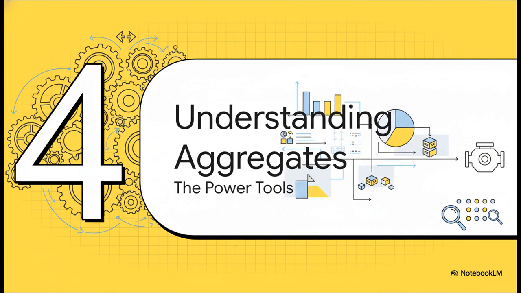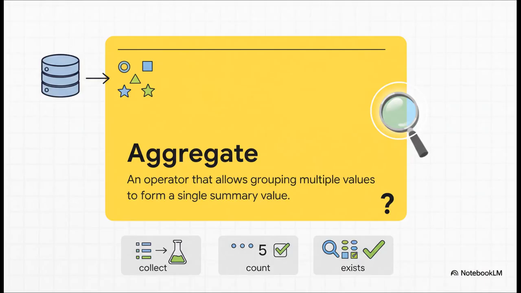All right, let's get into what I think are the real power tools of ARL, aggregates. If you're dealing with lists or collections of data, these are going to be your best friends for summarizing and analyzing all of it. The best way to think about aggregates is to think about databases. You know, functions like count or sum. It's the exact same idea. They let you perform some kind of check or calculation on a whole group of things at once and boil it all down to a single answer. We're going to look at three of the big ones: collect, count, and exists.